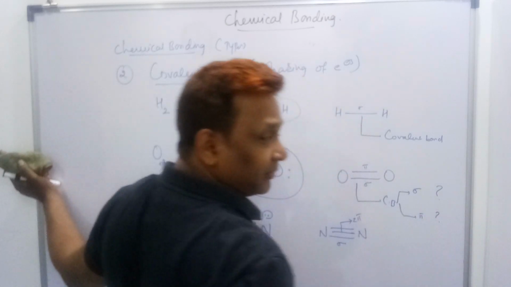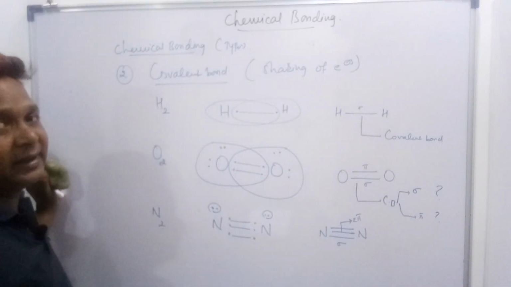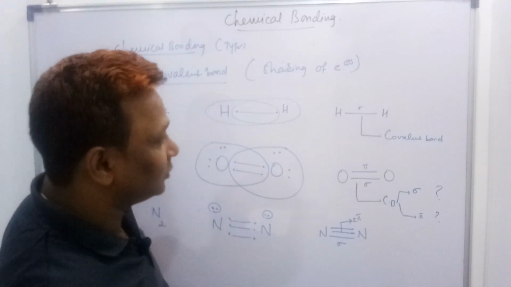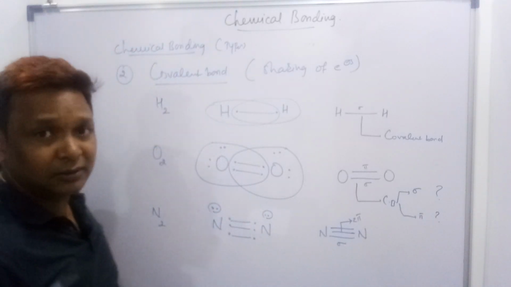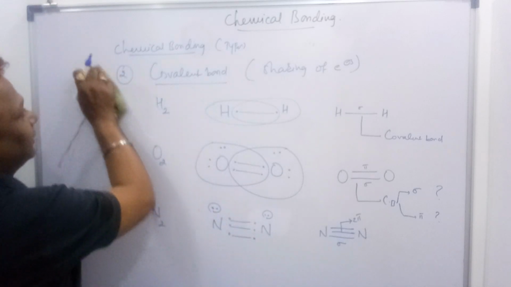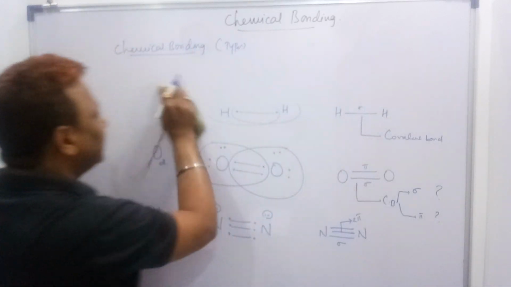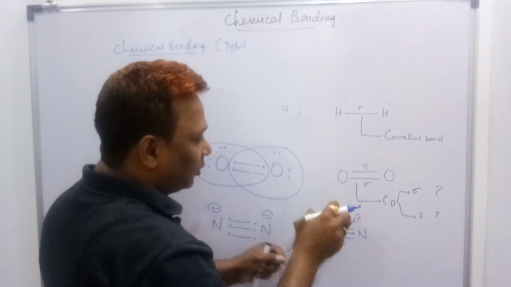How the sigma form and how the pi form, that part we are going to see in the next topic. But here this is about the covalent bond. Now let us check with the third type of the bond, that is a coordinate bond. And in this one, as I already informed you, there is a sharing of electron that will take place.